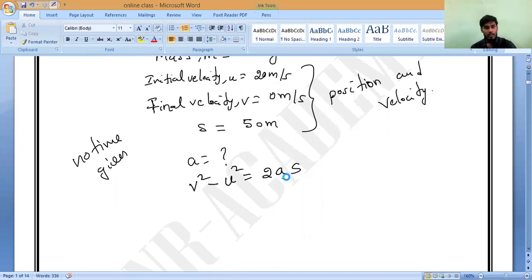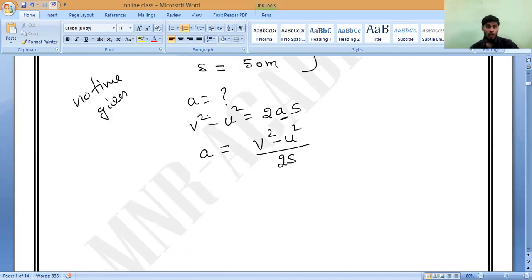We want A. A is equal to what? A is equal to V square minus U square divided by 2S. Is it yes or no? Please tell me, all of you. 2 is in multiplication, so it will come to this side as division. S is in multiplication, so it will come to this side. It will become division only. Correct?